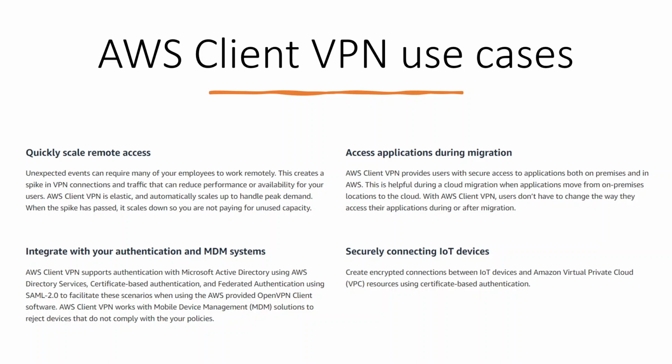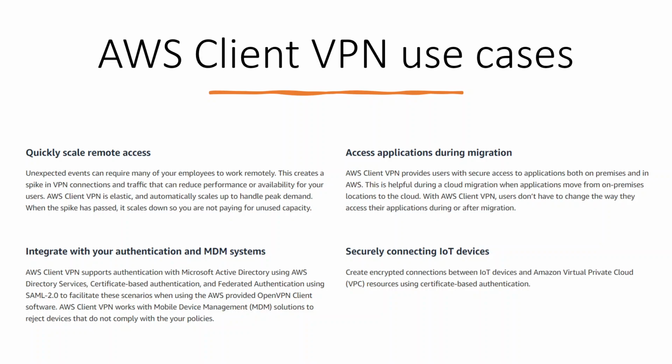Second is access applications during migration. AWS Client VPN provides users with secure access to applications both on-premise and in AWS. This is helpful during cloud migration when applications move from on-premises locations to the cloud. With Client VPN, users don't have to change the way they access their applications during or after the migration. So they can access the application using this Client VPN channel.